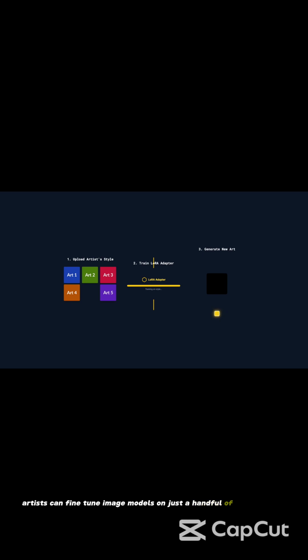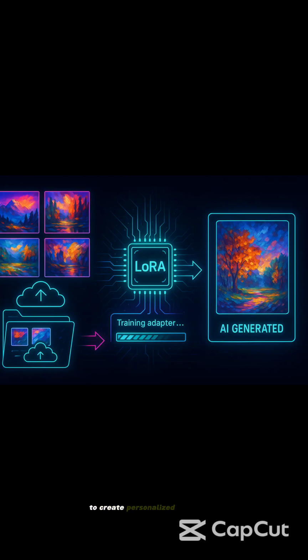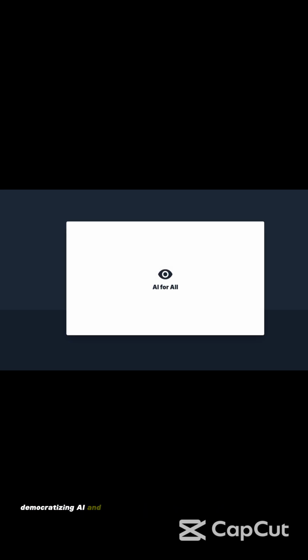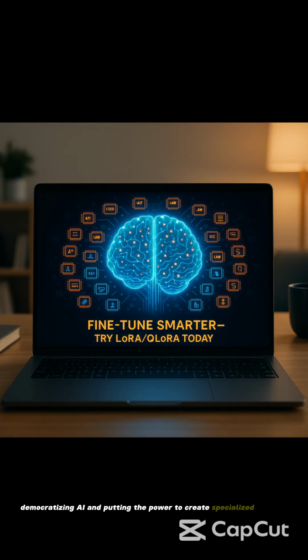In creative fields, artists can fine-tune image models on just a handful of their own pictures to create personalized AI that generates art in their own unique style. From a generalist to a genius, LoRA and QLoRA have torn down the walls, democratizing AI and putting the power to create specialized expert models into the hands of everyone.